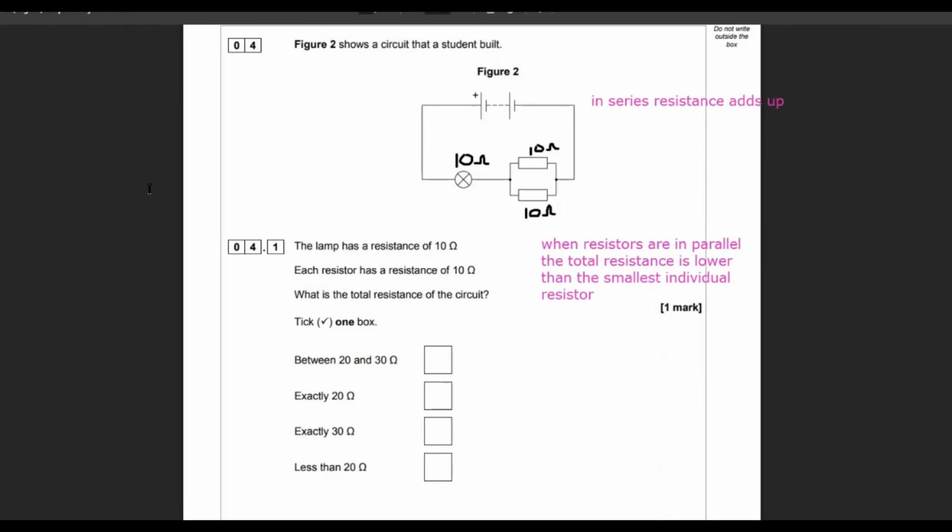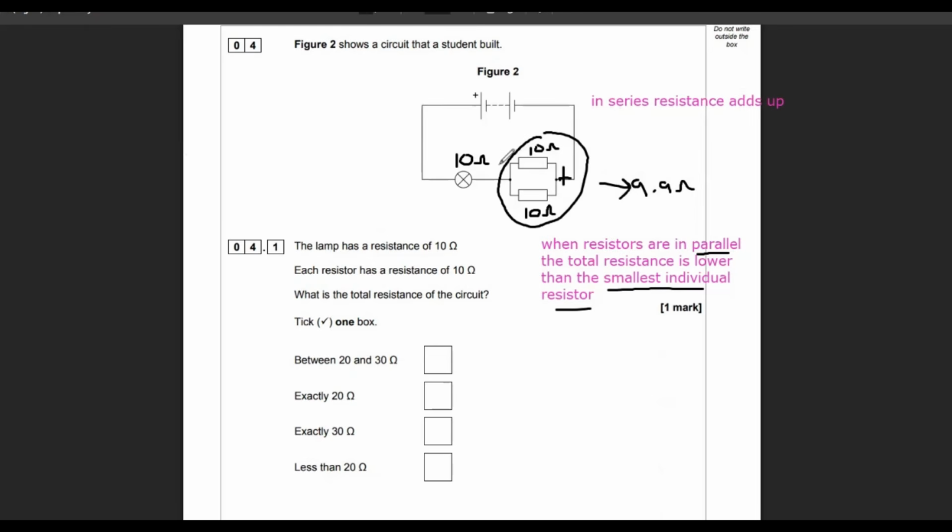So what we're going to do here, we're going to say, right, that's 10 ohms. So I'm looking to add it to these bad boys. Now, if we use this rule here, is the total resistance going to be 20 ohms? No, I said the total resistance has to be lower than the smallest individual resistor. So when you add these together in parallel, they must be lower than 10. So the maximum they can be is 9.999. That's the maximum they can be.